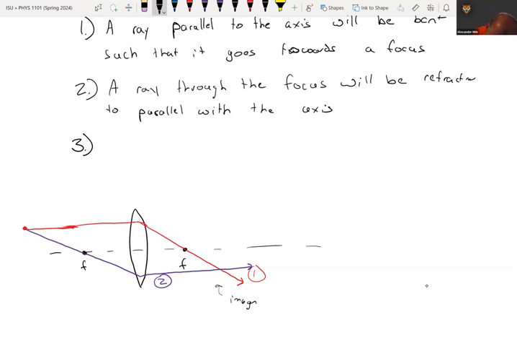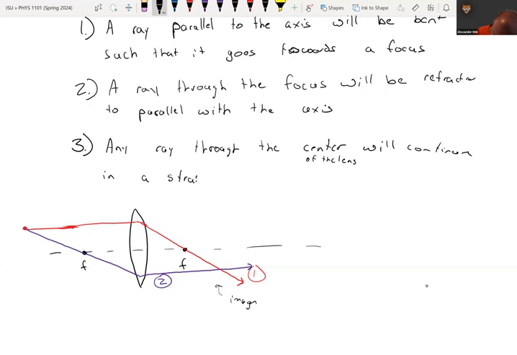But the third rule is that any ray through the center of the lens will continue in a straight line. So the idea is that some of the rays are completely unaffected by the lens. They slow them down a little bit.